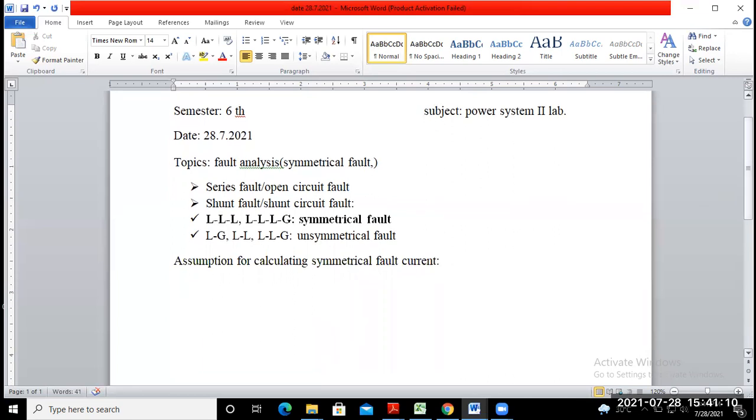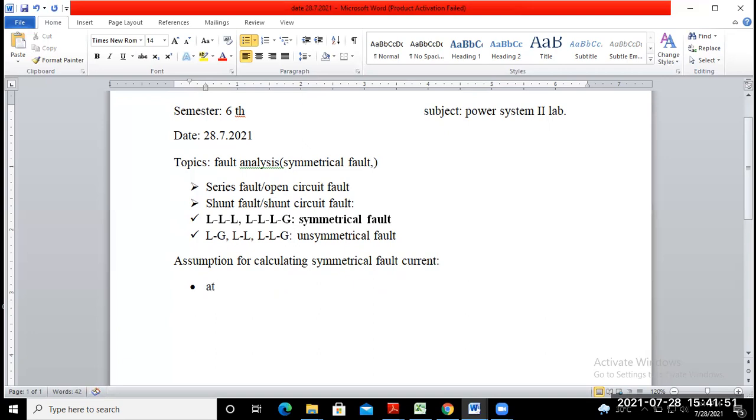So the first assumption is that at the time of fault, the system is operated at the no load condition. Only the no load current flows at the fault time. So when the triple line fault, that is, the symmetrical fault, takes place, the system is operating at no load. The pre-fault current value is the no load value.